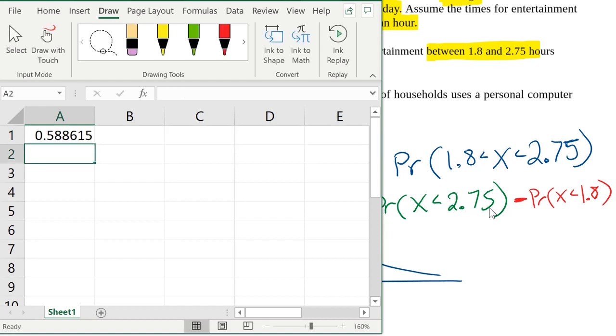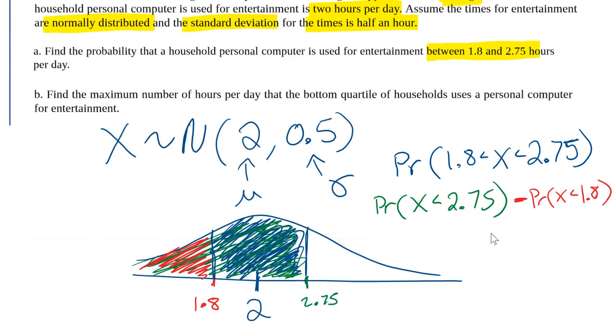Voila. I will round that to 0.59. So approximately 59% of households use their personal computer for entertainment between 1.8 and 2.75 hours per day.